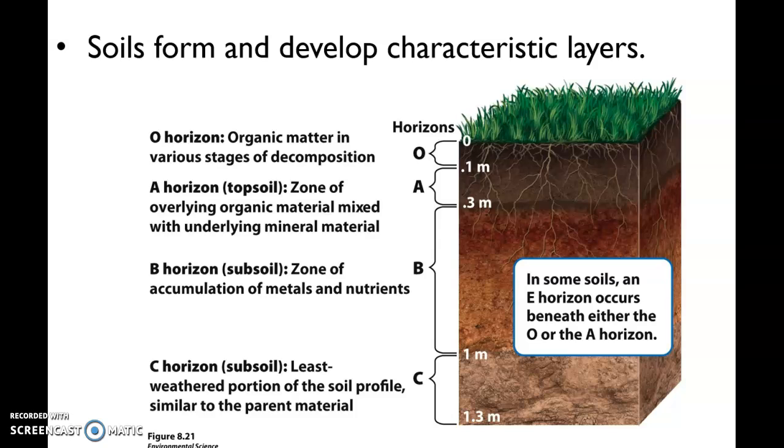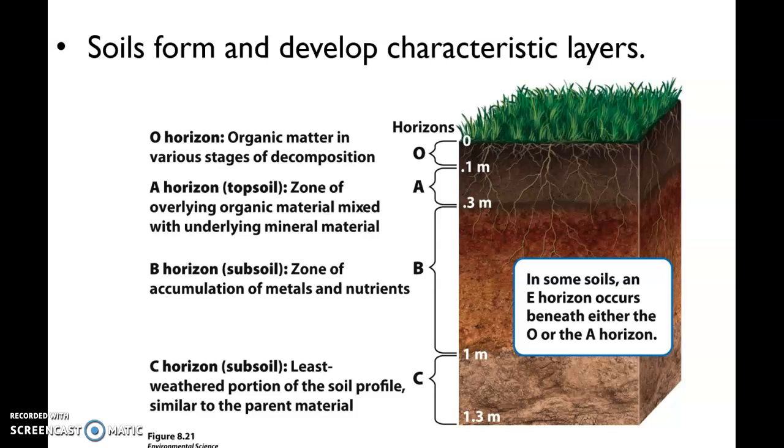As soils form, they develop characteristic layers. You don't need to memorize these layers. I'm just showing this to put things in context. The topmost layer is called the O horizon, and the O stands for organic. That's where there's a lot of organic matter in various stages of decomposition. So if you dug into that soil, you might see bits of sticks and leaves and so forth.